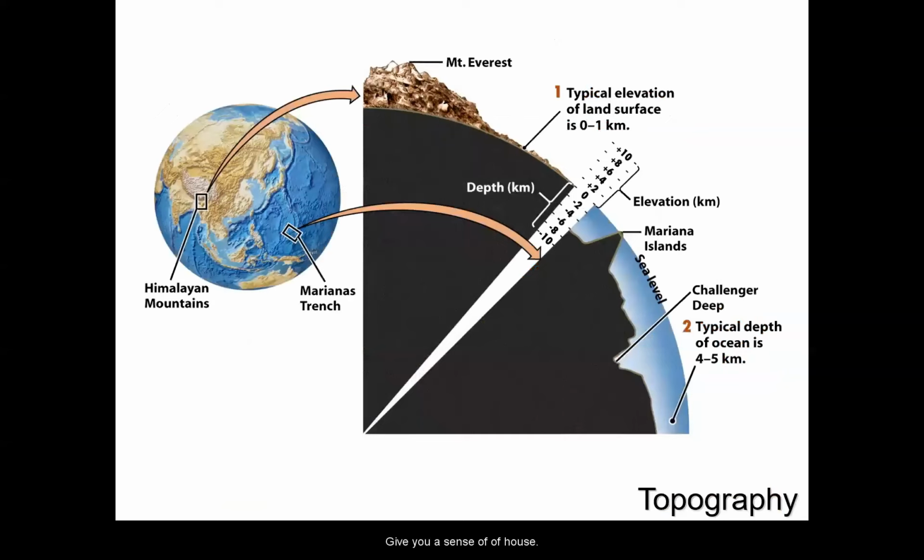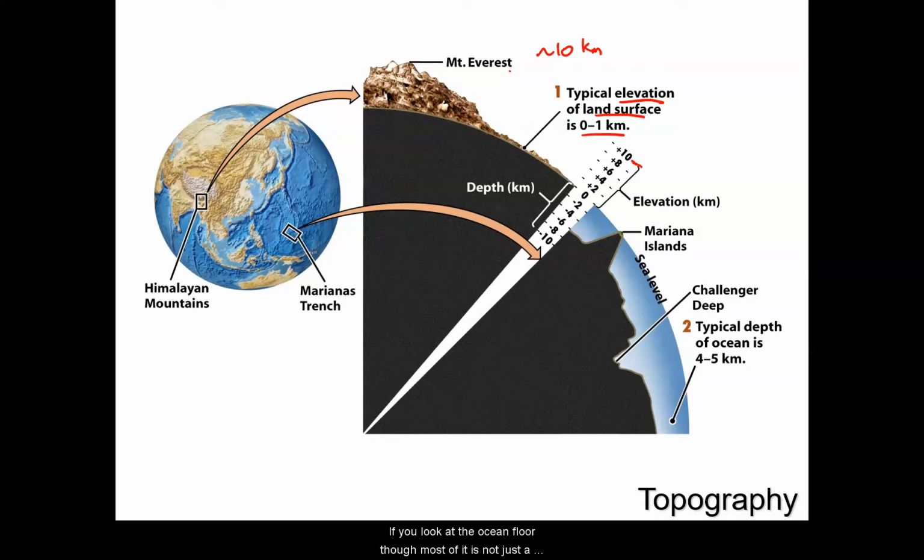To give you a sense of how thick Earth's crust is and the features on Earth's surface, right? We have the typical elevation of the land surface, so that's the continental crust is 0 to 1 kilometers. And Mount Everest here is on the order of 10 kilometers high. It's about 30,000 feet, which, yeah, give or take, it's about 10 kilometers, right? Plus 10, there it is.